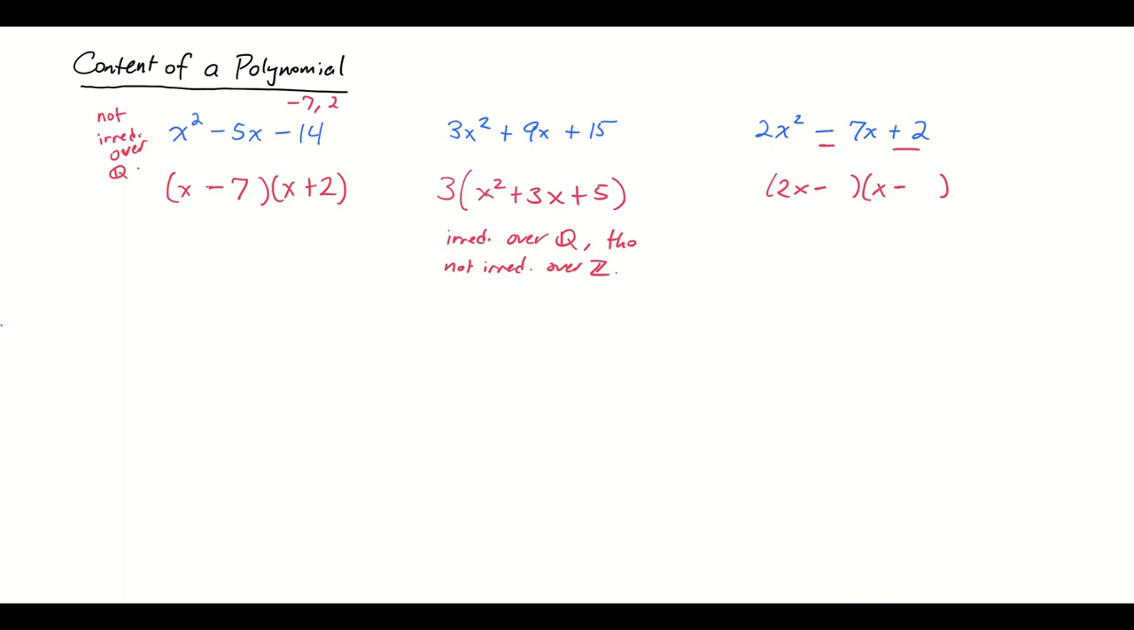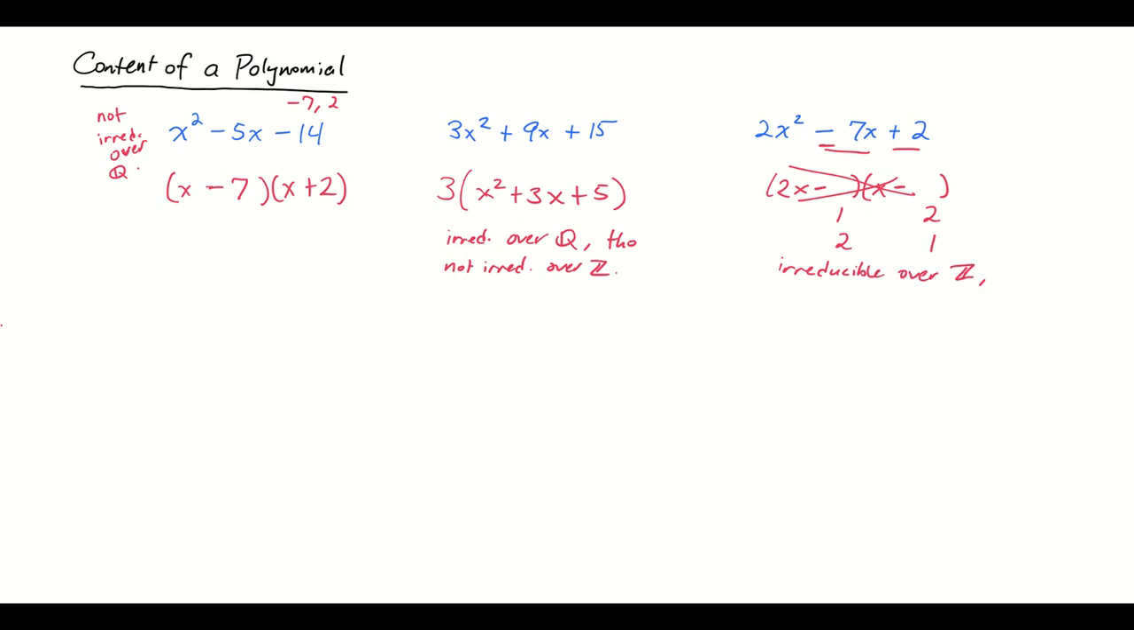But then at that point, I think I'm stuck because I can put a 1 here and a 2 here, or I can put a 2 here and a 1 here, and neither one of those options gives me a minus 7x for the middle term. So I think at this point I'm stuck. Cannot factor this way. So this is irreducible, at least over Z.